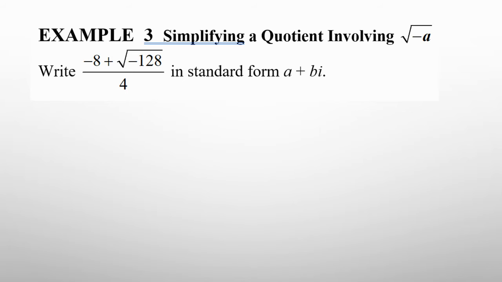All right. We're rewriting this quotient. I'm going to start with that square root of negative 128. I'm going to pull that over here on the side. Again, pull out the negative 1 and the 128.